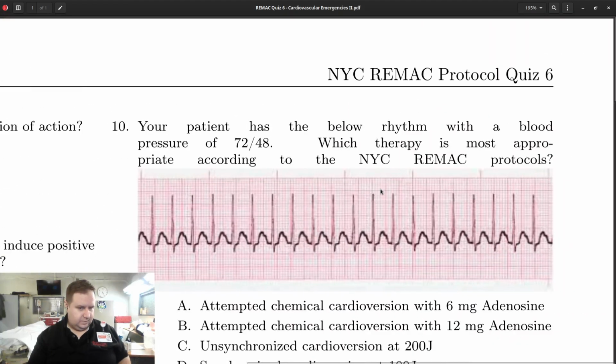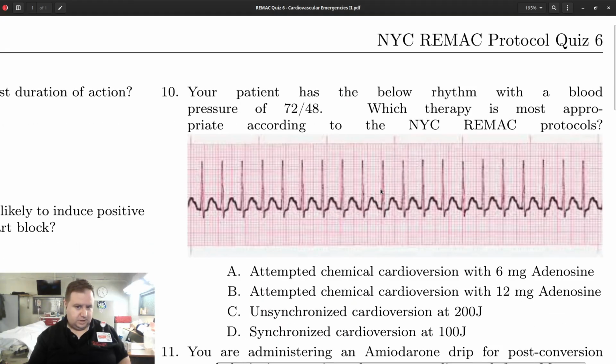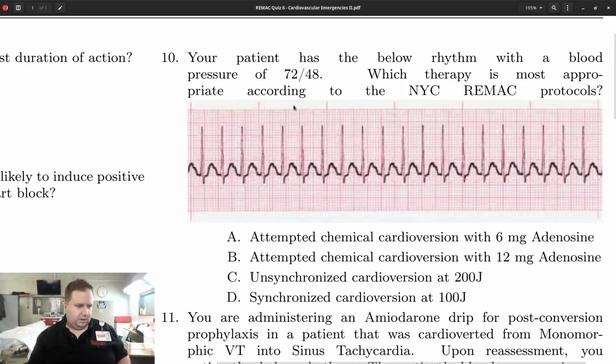All right, let's look at number 10. Number 10 says patient's blood pressure of 72/48 with this rhythm. What therapy is most appropriate? Well, this is a basic, what I would call Edison or medicine question, right? Do you use electricity or do you use medication? And they do have a blood pressure, which means they have a pulse. So we're never going to perform unsynchronized cardioversion on anybody with a pulse.